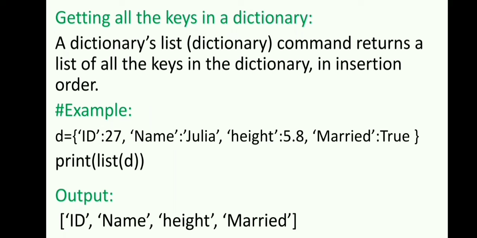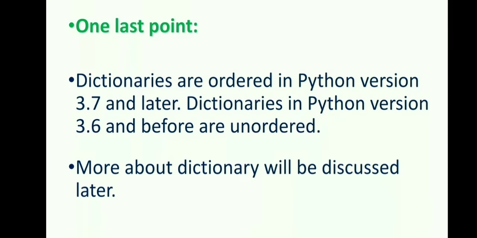Getting all the keys in a dictionary. The list(dictionary) command returns a list of all the keys in the dictionary in insertion order. Example. In this example, the list(d) command returns a list of all the keys in the dictionary in insertion order. The keys are ID, name, height and married.